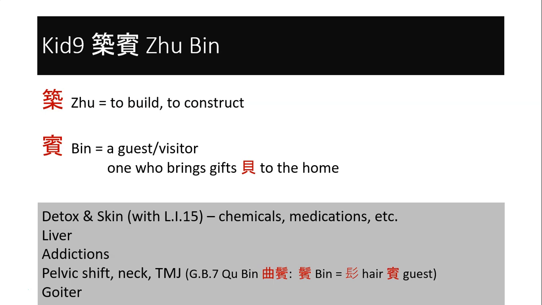It is also a point for when there's a pelvic shift or neck problems or for TMJ. It's a very good point. It is also a good point for thyroid issues, especially when there is a goiter. To some extent, kidney 7 and kidney 9 share a lot of properties, and sometimes you can actually use kidney 7 more for detox, might happen to work better, and things of that nature.